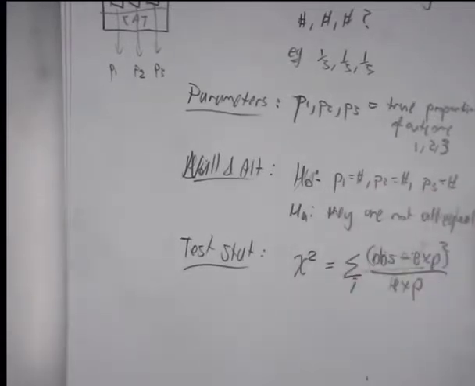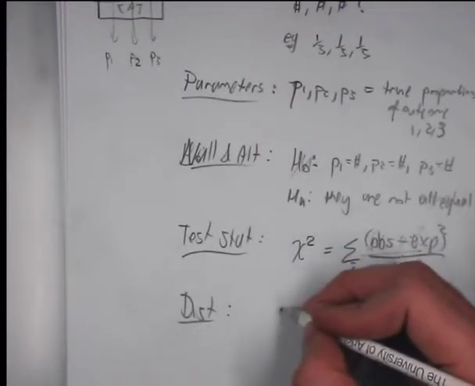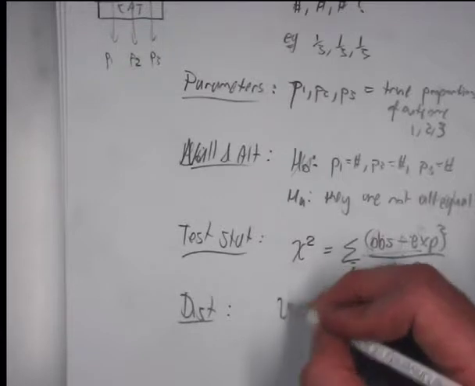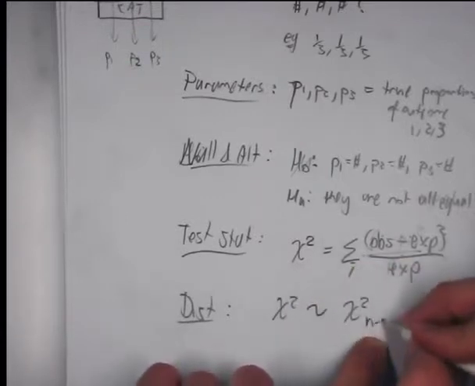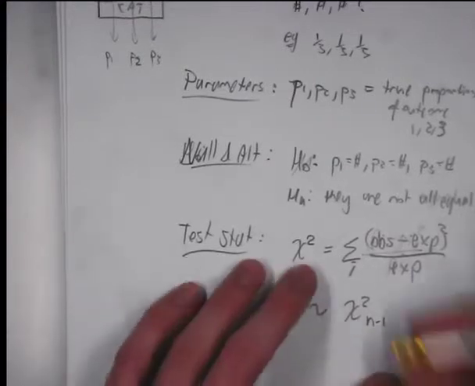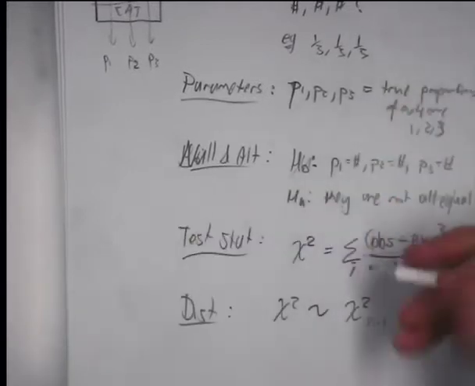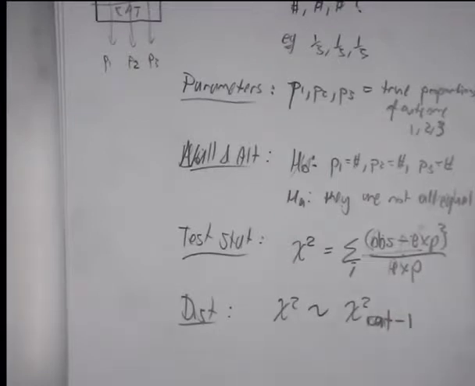And the distribution will be: my chi-squared is distributed according to a chi-squared distribution with n minus 1 degrees of freedom, where n is the number of categories. So I will say number of categories minus 1. Okay, so with this one where there's 3 categories, it will be 2.